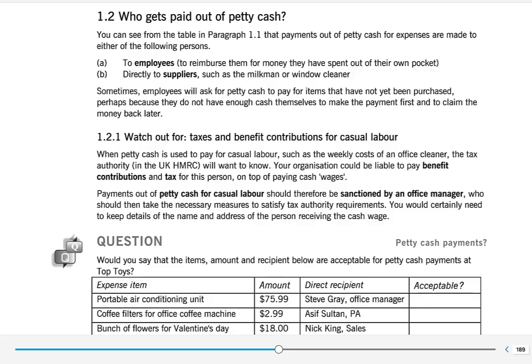Is the payment authorized, meaning approved by the right person? This is how we protect the petty cash from misuse.